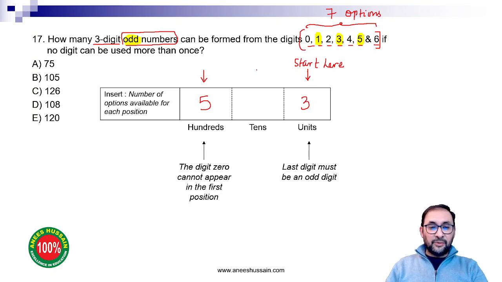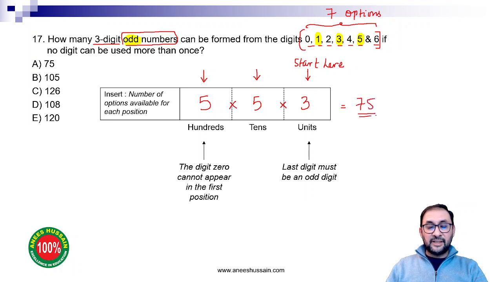Now you come to the middle position, the tens position. That's the only one that's left to fill. There are no restrictions here. The only restriction is you cannot use the digits that you've used already. We've used 1 digit for the units position. We've used 1 digit for the hundreds position. So out of a total of 7, we've used 2 digits. That leaves us with 5 digits in the middle position. So you multiply that, 5 into 5 into 3, and that gives you 75.